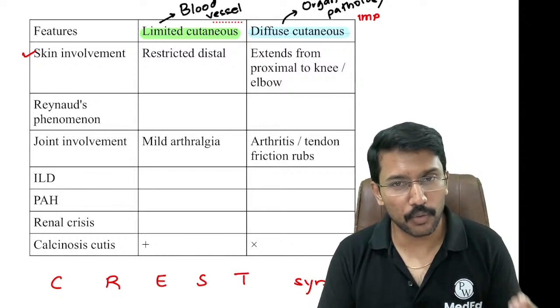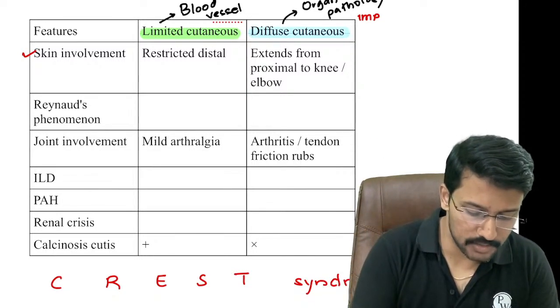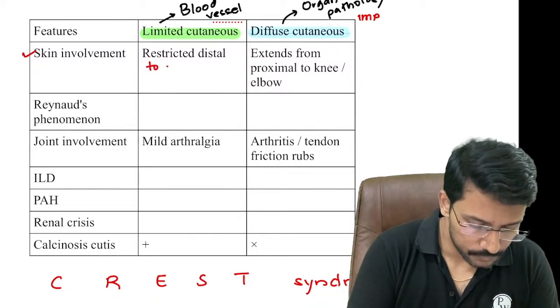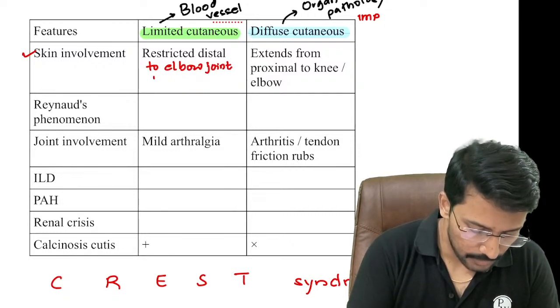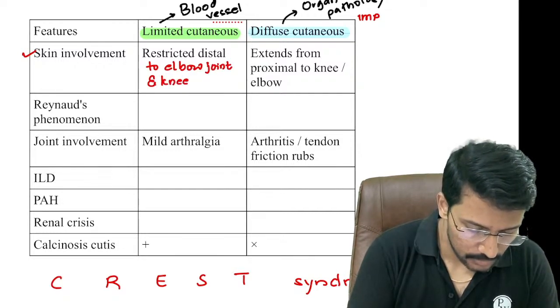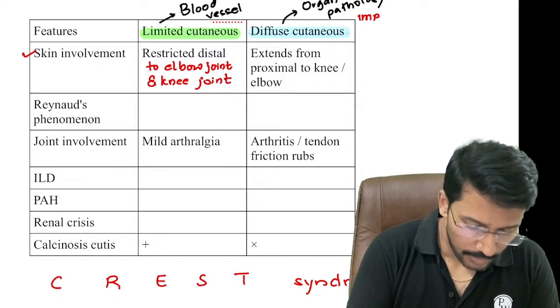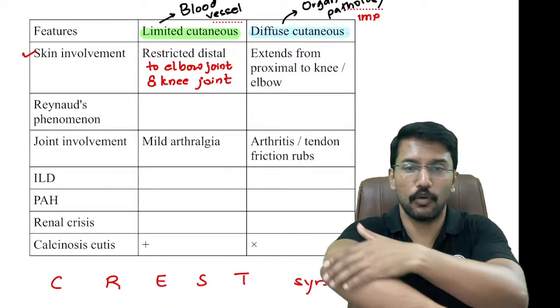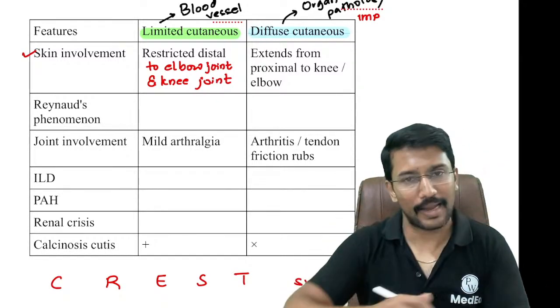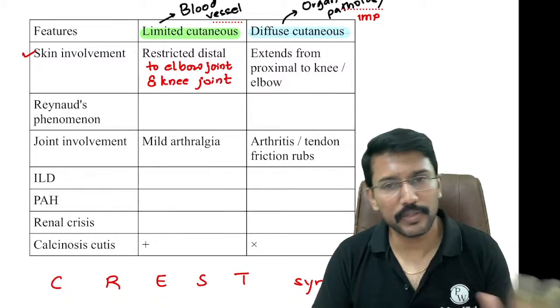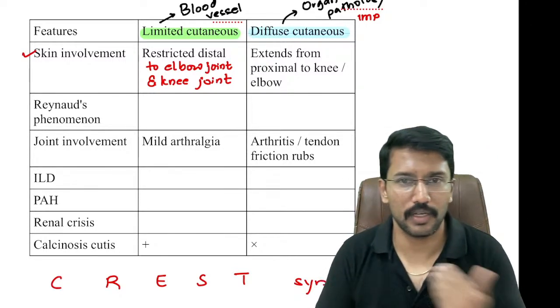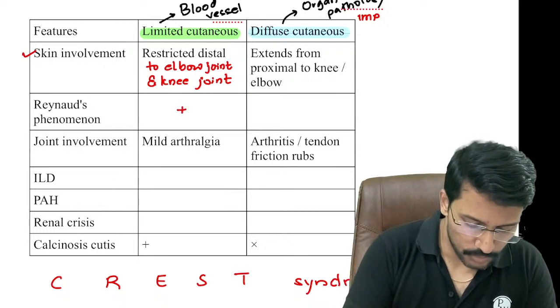So when you say limited cutaneous, that means the skin involvement is restricted distal to the elbow joint in the upper limb and the knee joint in the lower limb. And when you say diffuse cutaneous, the skin involvement extends proximal to the elbow and knee joint. Okay. Now coming to Raynaud's phenomenon. Raynaud's phenomenon is a standard thing. It will be seen in limited cutaneous as well as diffuse cutaneous.